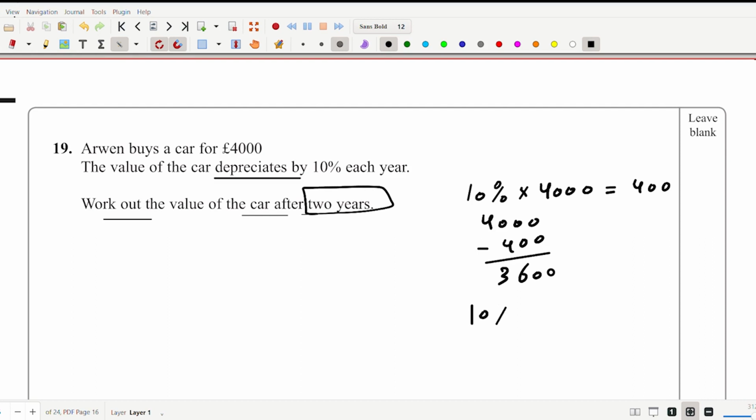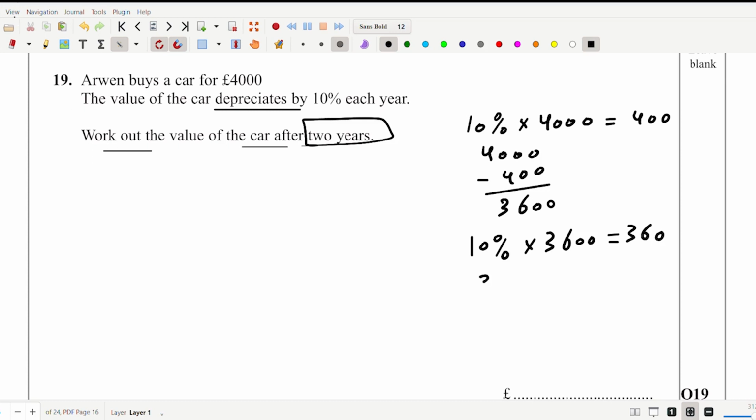Now 10% of 3,600 will get 360. Now 3,600 minus 360, 0, 4, 2, 3. So we'll have 3,240 pounds.